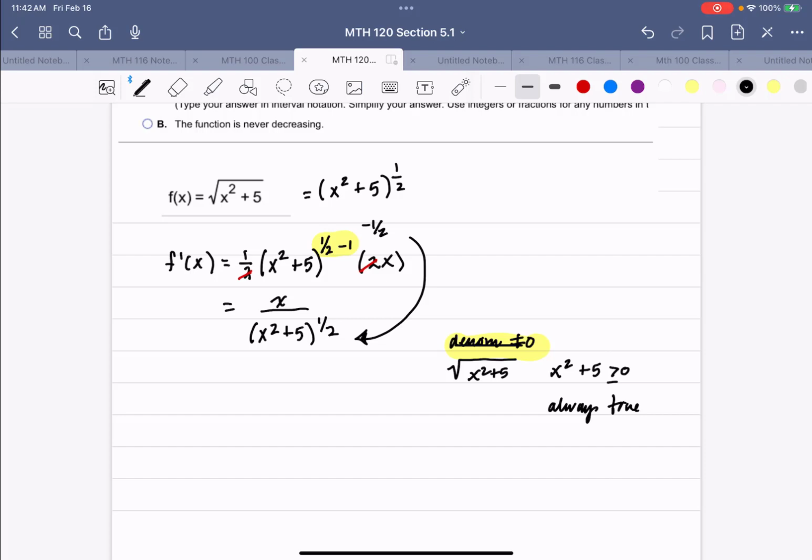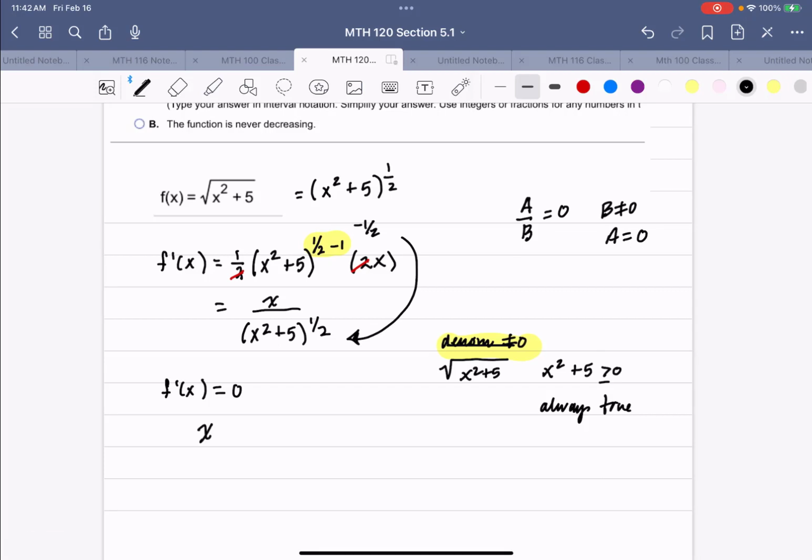So if a fraction is to be a 0, remember we take our derivative, f prime of x, we set it equal to 0, and as we said in a previous example, if a fraction a over b is equal to 0, since b can't be 0, a, the numerator, has to be 0. So I set my numerator equal to 0, and I get the value x is 0. So that's the only critical number that we have. So it is a critical number this time.